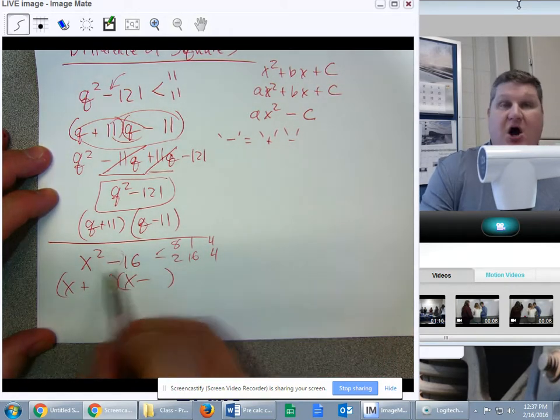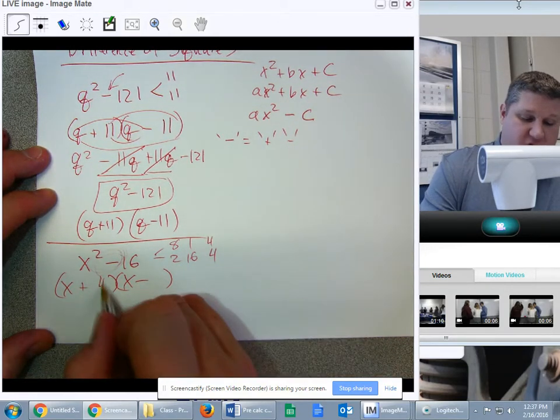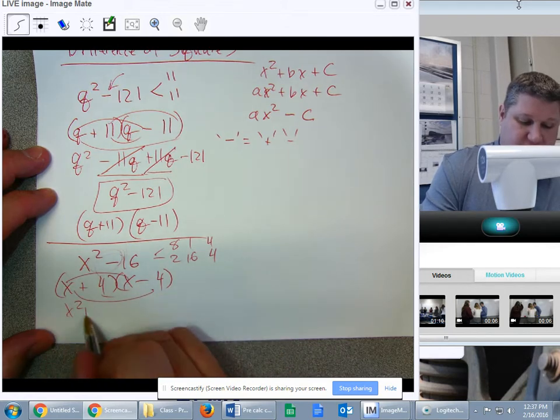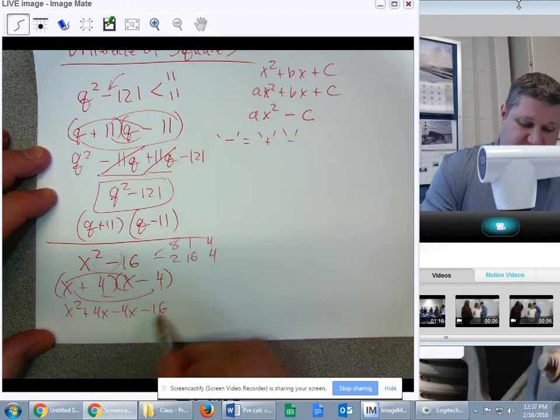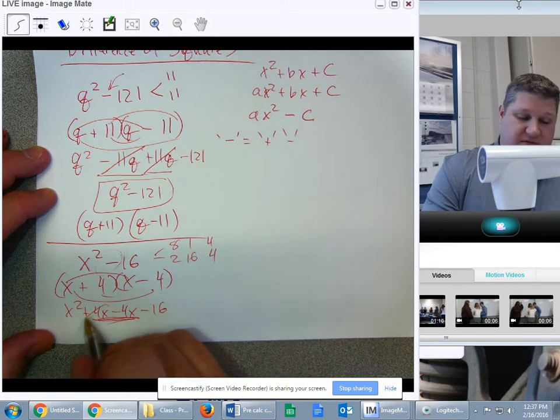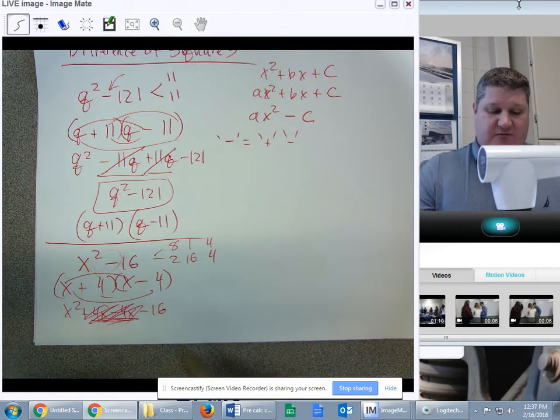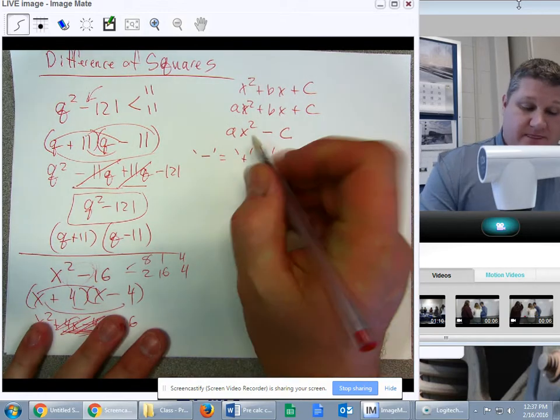But since there's no middle term, what is it going to have to be? 4 and 4. And what happens when I do this? I get x squared plus 4x minus 4x minus 16. What happens to the middle terms? They're gone, and there's your answer. And if it was set equal to 0, you set each piece equal to 0. Let's do something more difficult.